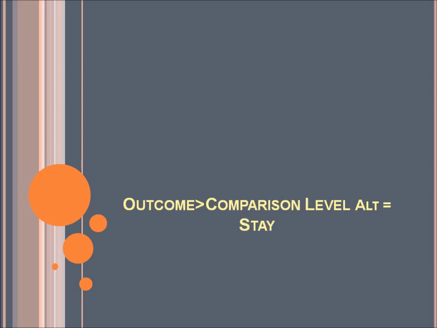Her alternative choice, Tim, seems self-absorbed, and he doesn't share her interests. He often plays video games, and Amy doesn't see this as a reasonable lifestyle choice. Her outcome is greater than her comparison level alternative, so she will choose to stay in her current relationship. She has no more satisfying alternative.